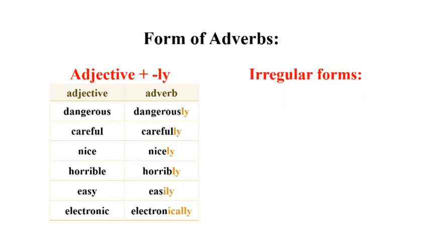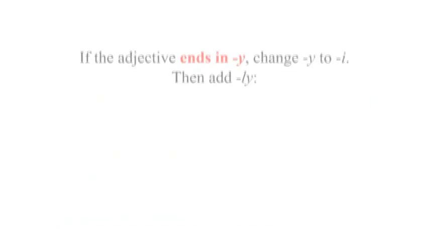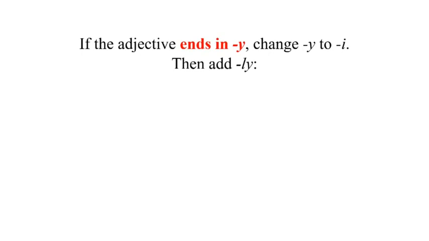Irregular forms. Imamo i nepravilne oblike. Nepravilne naravno znači da se uče na pamet. Šta da vam kažem? Neke stvari tako moraju. So, adjective good postaje adverb well. Adjective fast ostaje isti. Adjective hard ostaje isti. Dakle, ovo učite na pamet, nema mnogo. Good, well, fast, fast, hard, hard. Ok? Moving on.